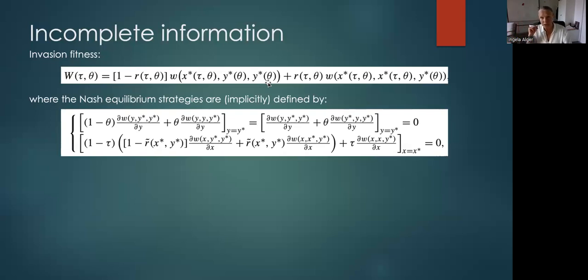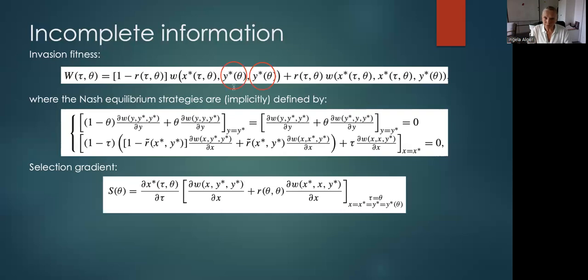They interact with each other. However, because of incomplete information and because there is only a finite number of mutants in this infinitely large population, the residents play the same strategy whether they interact with a mutant or a resident. This is the key feature of the incomplete information scenario: the resident does not budge. Always plays Y star of theta.